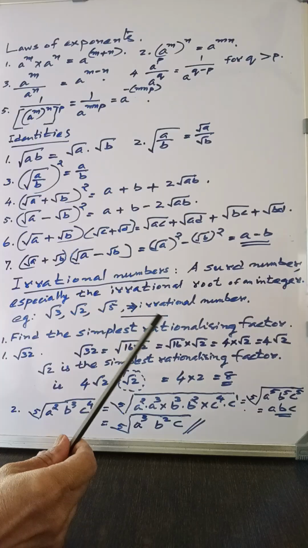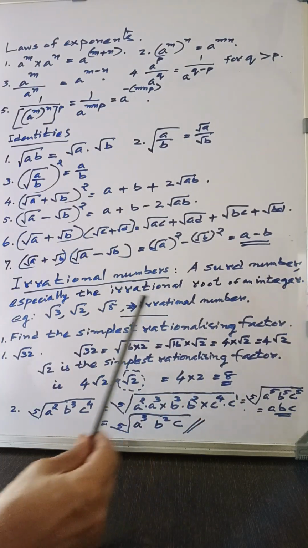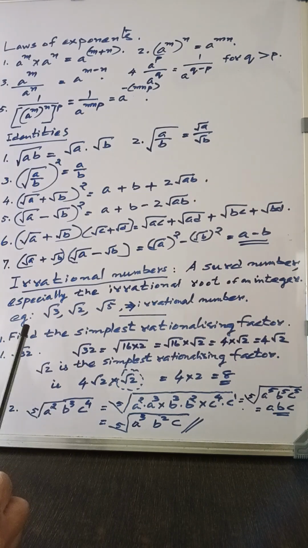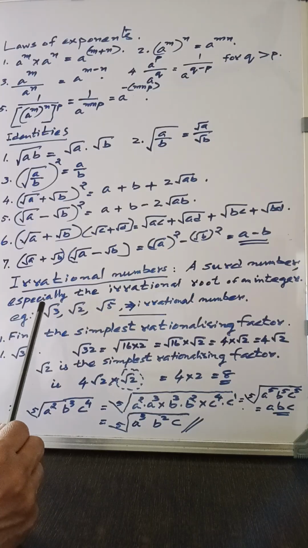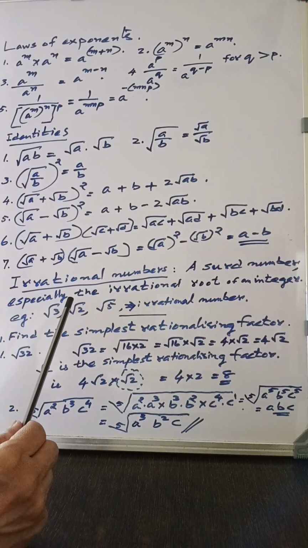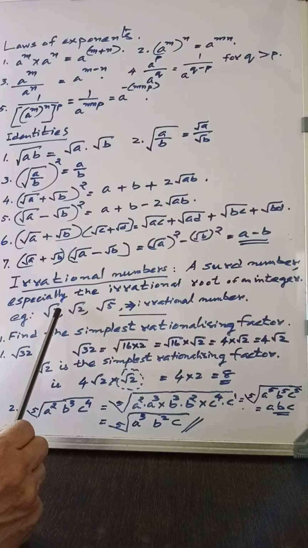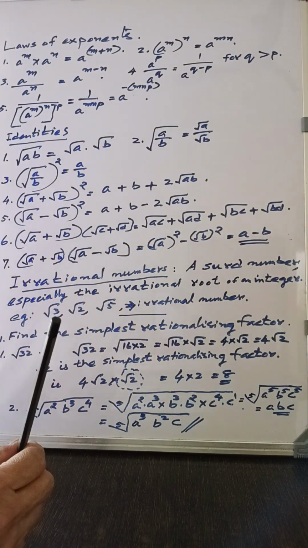Irrational numbers. What are irrational numbers? A surd. Surd means an irrational number. Irrational root, root 3, 3 raised to 1 by 2. This is in the simplest form. 3 raised to 1 by 2, we can't simplify it more. Root 3.